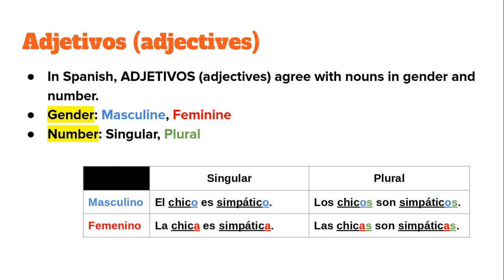Los chicos son simpáticos. Since I'm talking about more than one person now, notice how the adjective simpáticos is matching the number. It's plural, many of them, but also matches the gender. Chicos simpáticos. Same thing happens when we change it to a feminine. Las chicas son simpáticas. Remember, everything needs to match in gender and number.